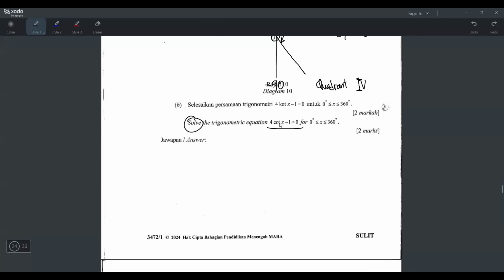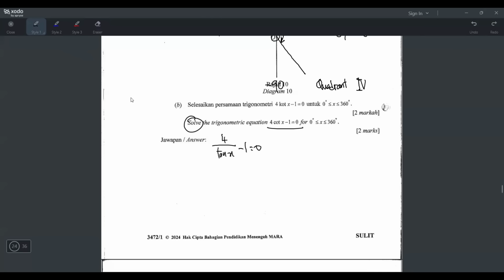But cot is actually 1 over tangent, so you can change it to 4 over tangent x minus 1 equals 0. And the reason I change is because my calculator doesn't have cot. My calculator only has sin cos tan. So I want to change it to something where I can press the calculator later. So I change to 4 over tangent x, right?